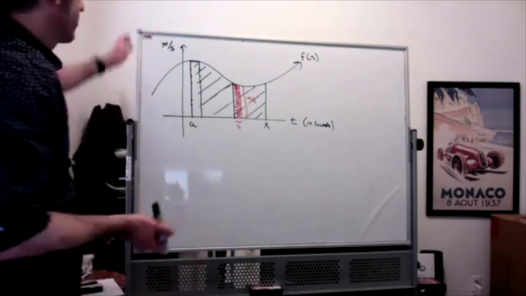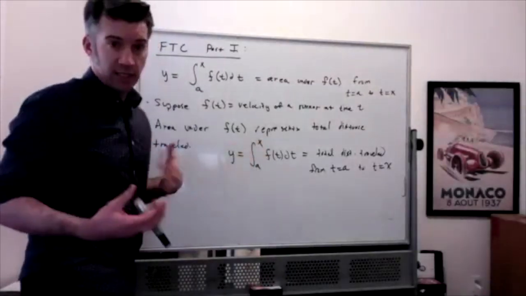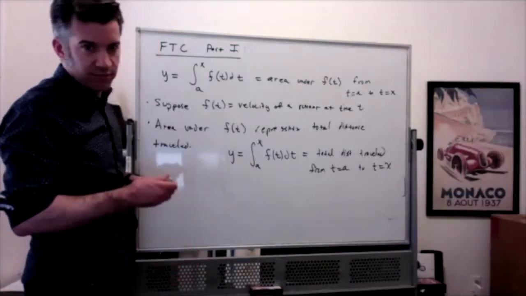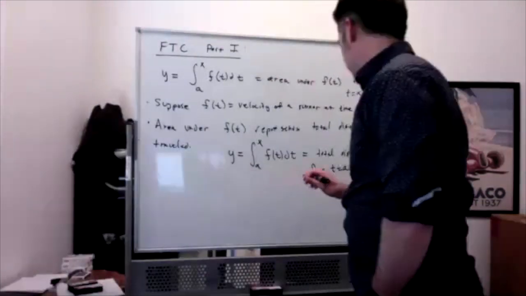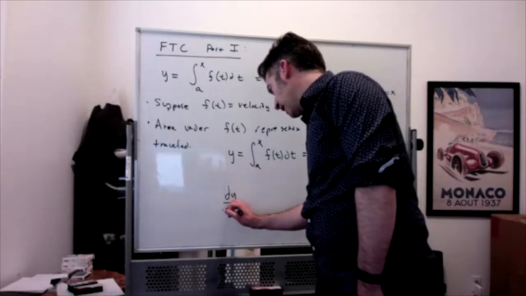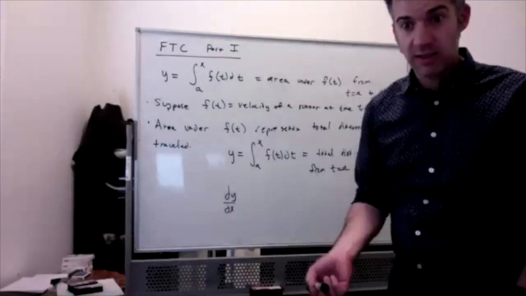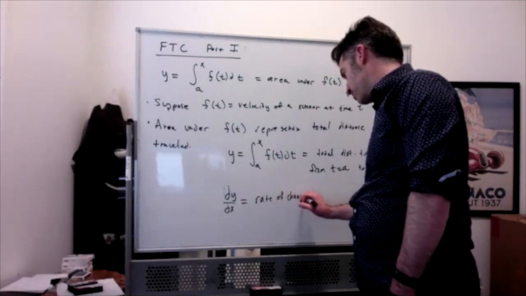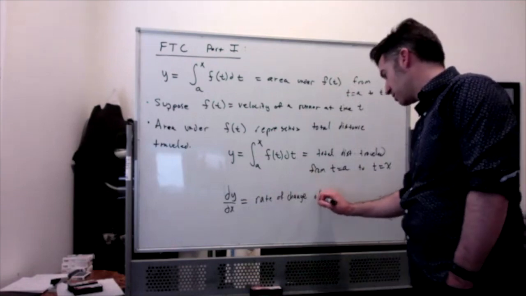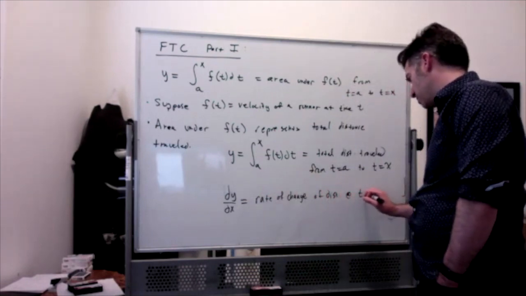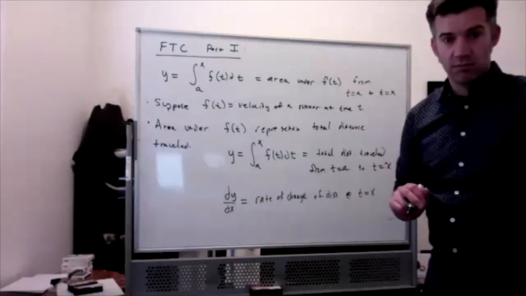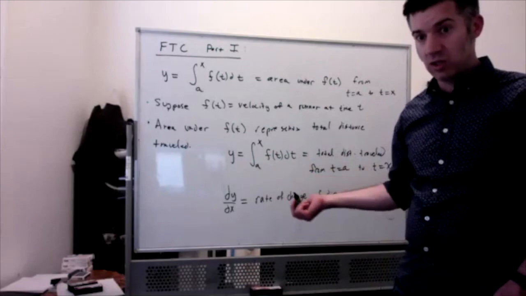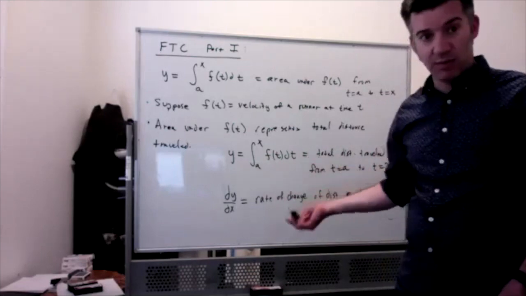So now here's what I want to say. y is equal to the distance traveled. y is our position at time t. Then I can take the derivative, dy dx. The derivative with respect to x is equal to the rate of change of the distance at time equal to x. Again, if I take the derivative of this with respect to x, I'm going to get the rate of change of the distance at that time equal to x.